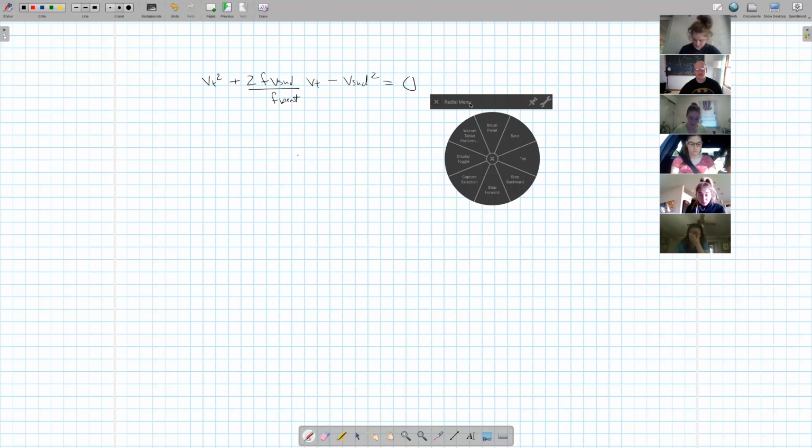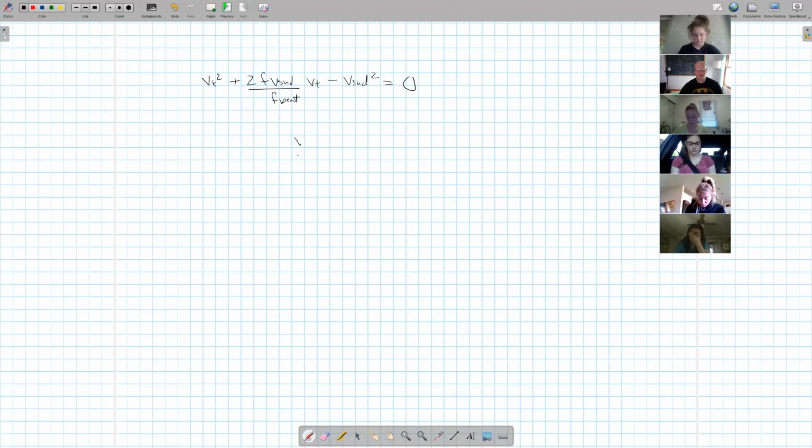If I do that, what I finally get is that the speed of the truck is equal to, if I remember right, about 3.9 meters per second, where here I'm using that the speed of sound is 340 meters per second. Okay. Yeah, 3.9 meters per second. Good. Is everyone okay?